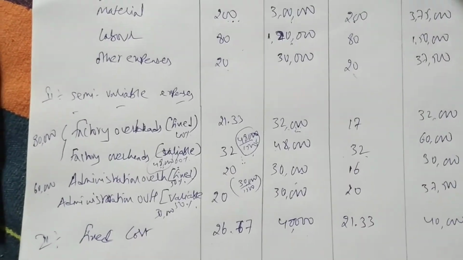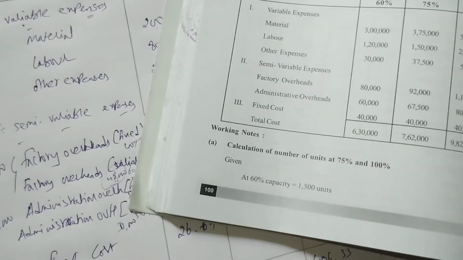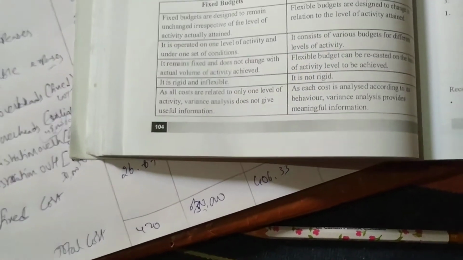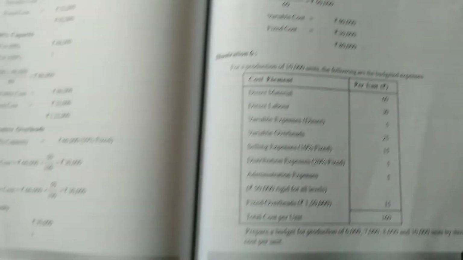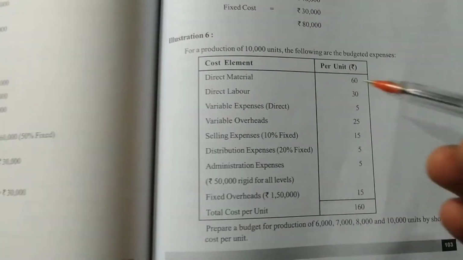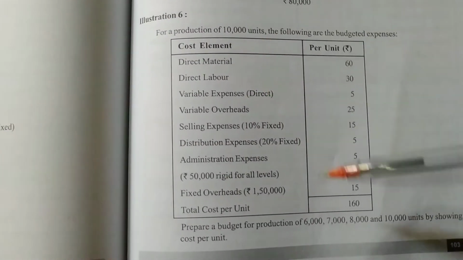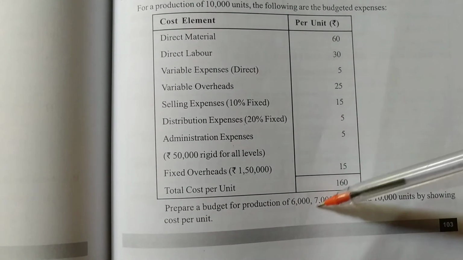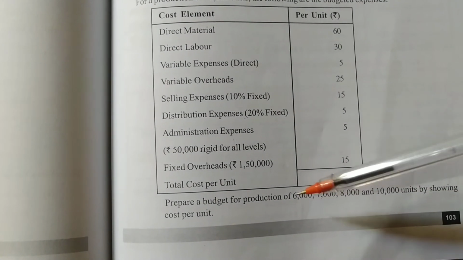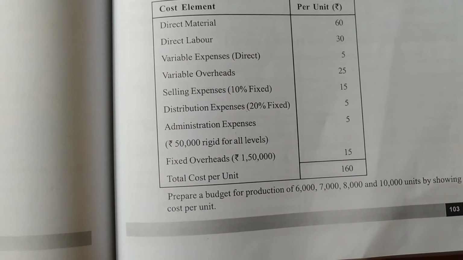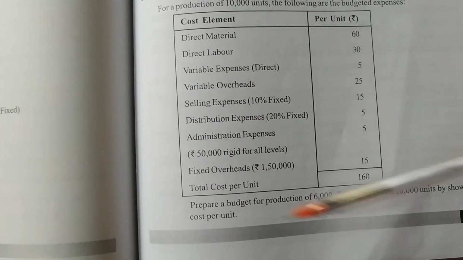So I want you to solve one problem. Only with practice can you easily solve these problems. This problem I want you to solve. See, the production information is given: 6,000, 7,000, 8,000 and 10,000 units. You have to find out for these four. So four columns you have to prepare, separate columns, and solve this problem.